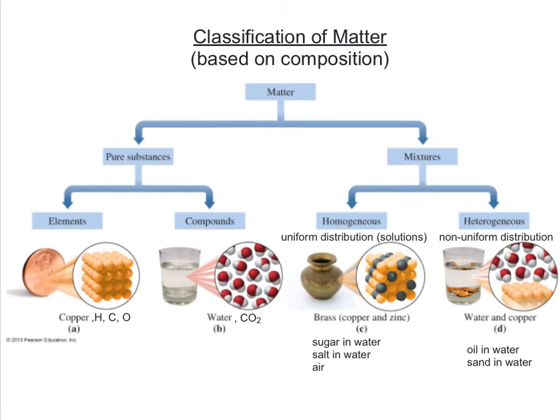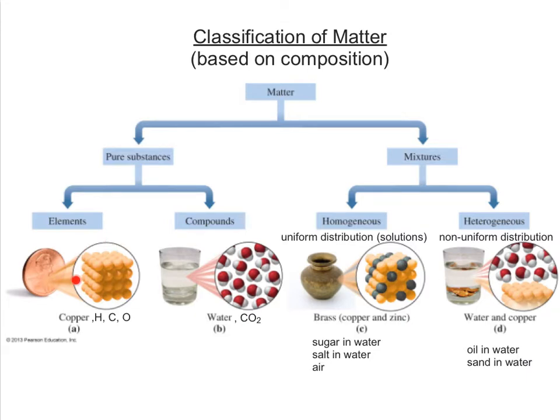Matter is classified broadly into two categories called pure substances and mixtures. Matter that exists as only one type of substance is called a pure substance. Matter that has two or more substances physically combined is called a mixture. Pure substances are further divided into elements and compounds.